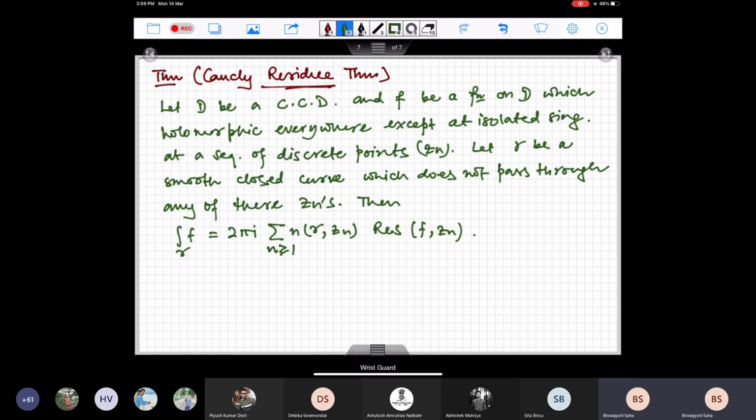So now that I have told you the statement, can any one of you think why only finitely many terms here would be non-zero? Why do you think in this sum only finitely many terms would be non-zero? Yeah, any idea?